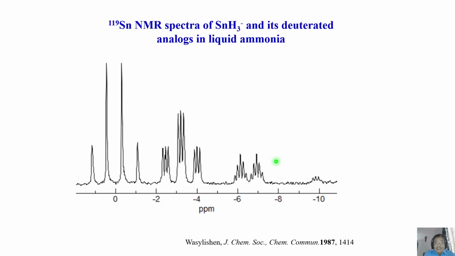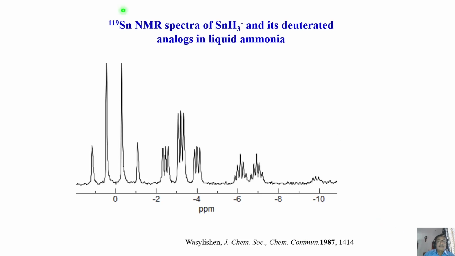Now I will take another simple example. This is a very nice example. I like it. Look at this spectrum. This is a tin NMR I am doing: tin NMR spectra of SnH3 minus and its deuterated analogs in liquid ammonia. This is the statement taken from ChemComm.